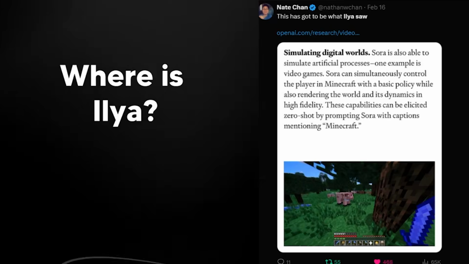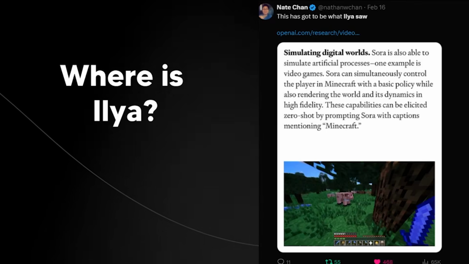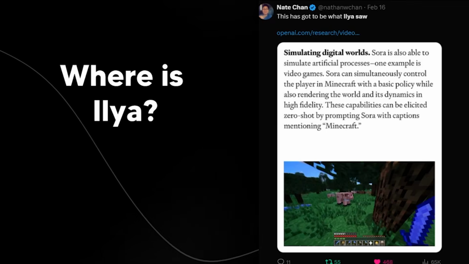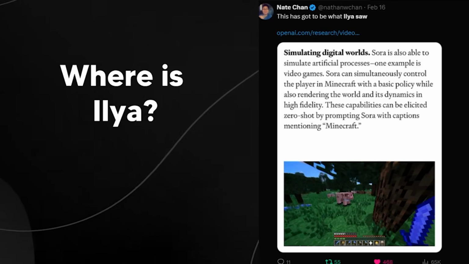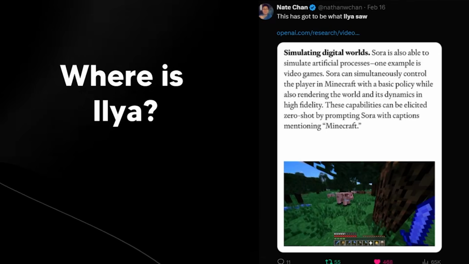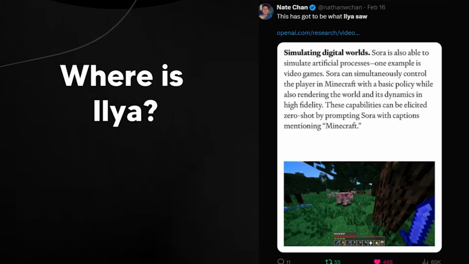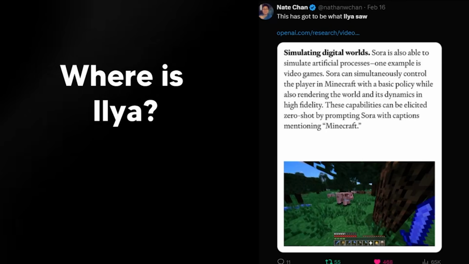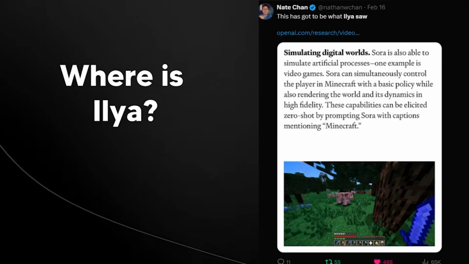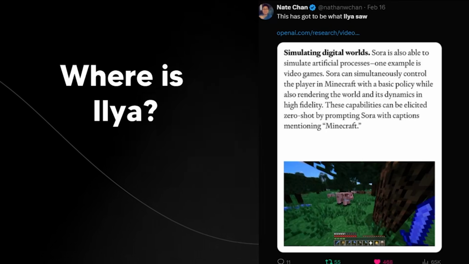Now, there was a fascinating comment, which is, of course, this has got to be what Ilya saw. And if you don't know what this is referring to, this is referring to Ilya Sutskever, someone who held a very, very senior position at OpenAI and is regarded as a genius and someone that is very imperative to OpenAI's success in terms of developing new models and new AI breakthroughs.